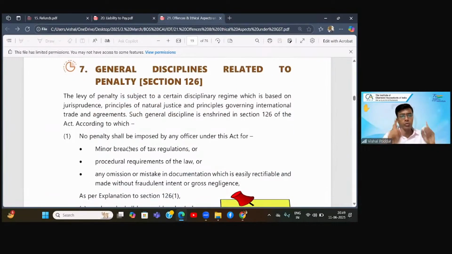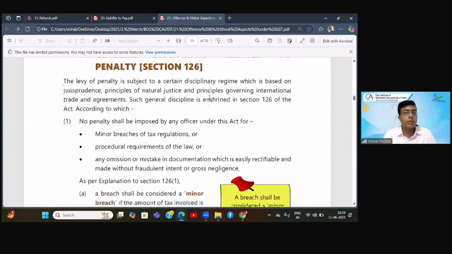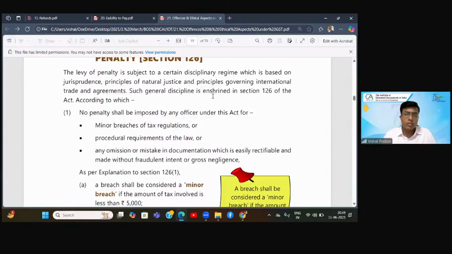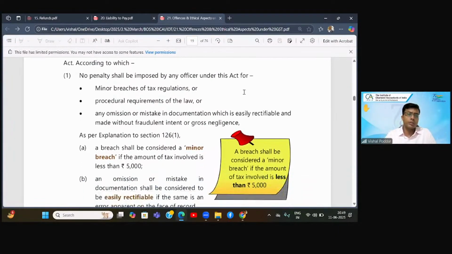Now, what is the most important part? Besides the penalties, the main section is 122. Other sections are there, but the main section of penalty is 122. And the second most important section is 126. This is, you can say, somewhat in favor of the taxpayer, because these are some instructions given to the departments. What it says, general disciplines relating to penalty. The levy of penalty is subject to certain disciplinary regimes. The general disciplines which are given in 126 are as under.